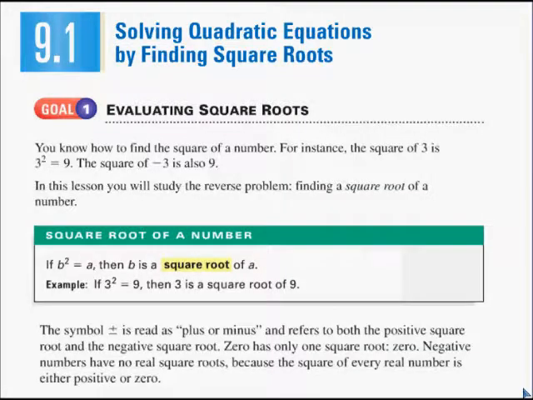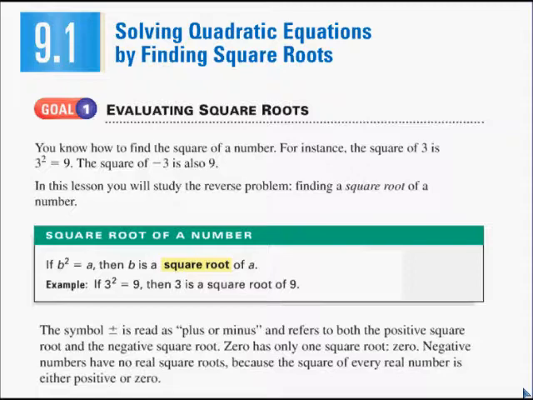Chapter 9 begins quadratic equations, and our first step will be solving quadratic equations by finding square roots. Goal 1 is evaluating what a square root is. You know how to find a square of a number. For instance, the square of 3 is 3 squared, or 3 times 3, which is 9. And the square of negative 3 is also 9, because negative times a negative is a positive. So negative 3 times negative 3 would still be 9.